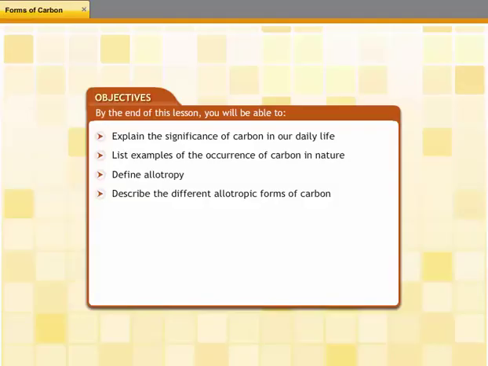This lesson is about the different forms that carbon takes. By the end of this lesson, you will be able to explain the significance of carbon in our daily life, list examples of the occurrence of carbon in nature, define allotropy, describe the different allotropic forms of carbon.